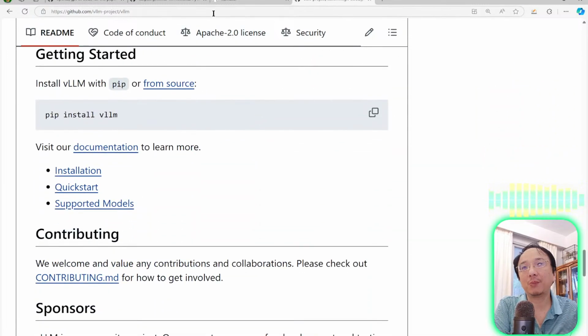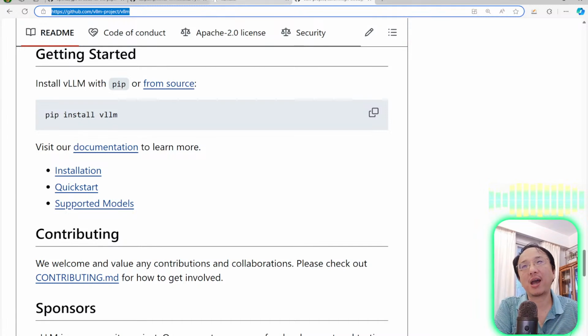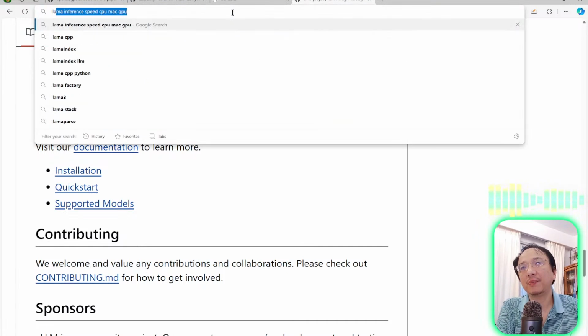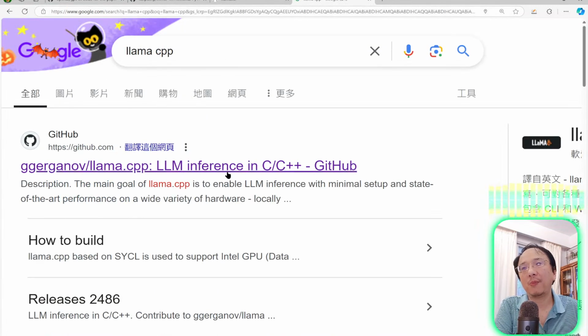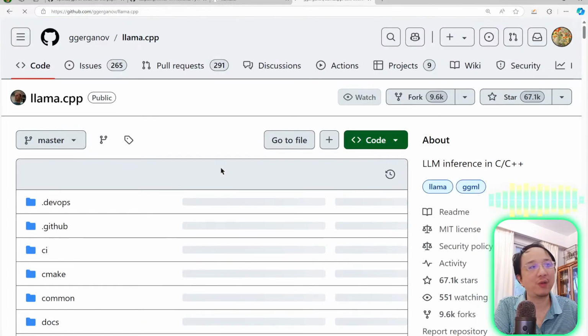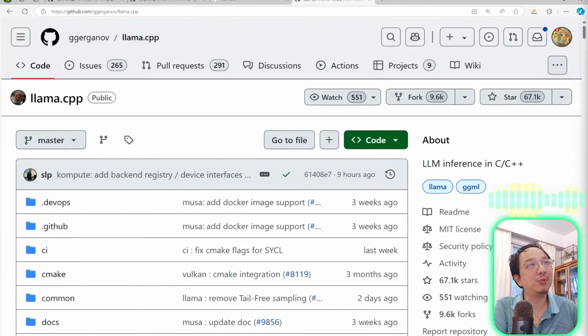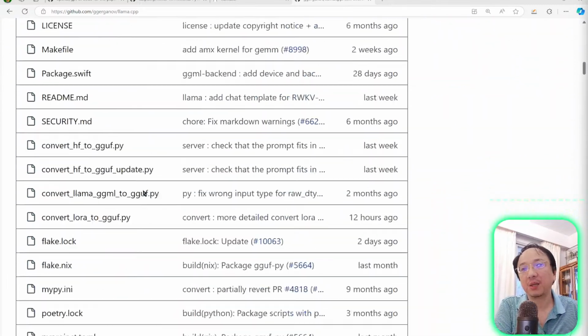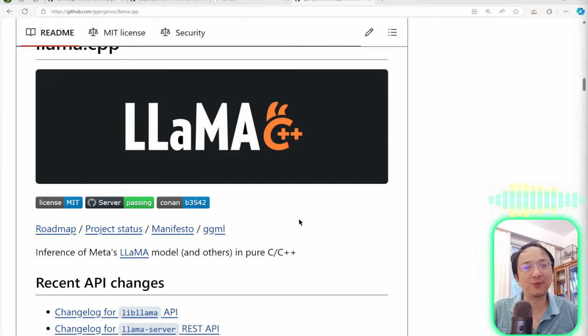And there are also some other things. One thing I haven't mentioned is that Ollama is using llama.cpp. One of the popular inference engines for LLMs is llama.cpp. It's quite fast. There are a lot of different engines. I think Ollama is using llama.cpp behind the scenes.